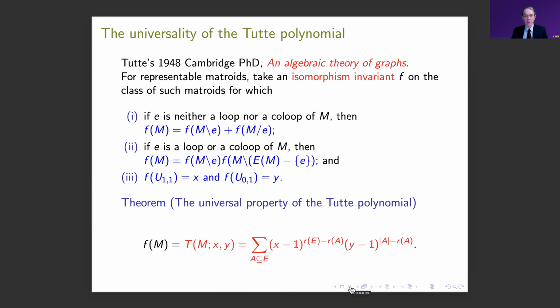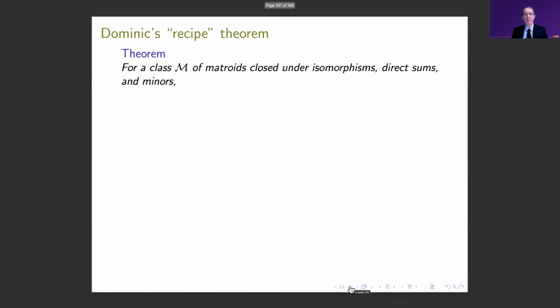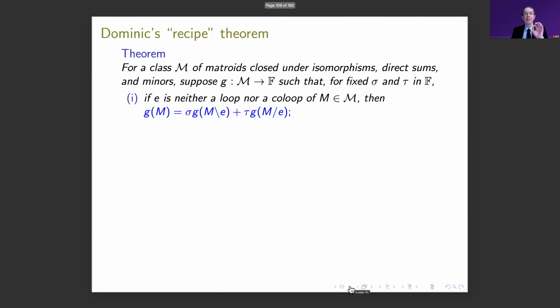Now, Dominic had what he called a recipe theorem. And that's an extension of this theorem of Tutte. What does it say? Well, same setup as before. You've got a class of matroids closed under isomorphisms, direct sums, and minors, and you've got a function from that class into a field. And it's going to obey a deletion-contraction recursion, but the deletion-contraction recursion has got multiplicative weights in it, sigma and tau, for some elements of the field.